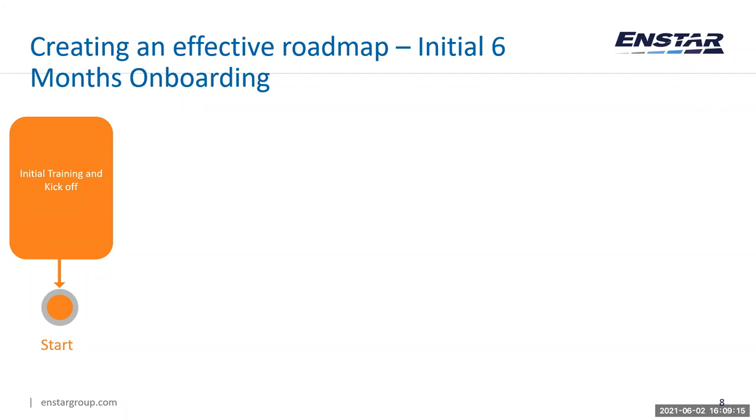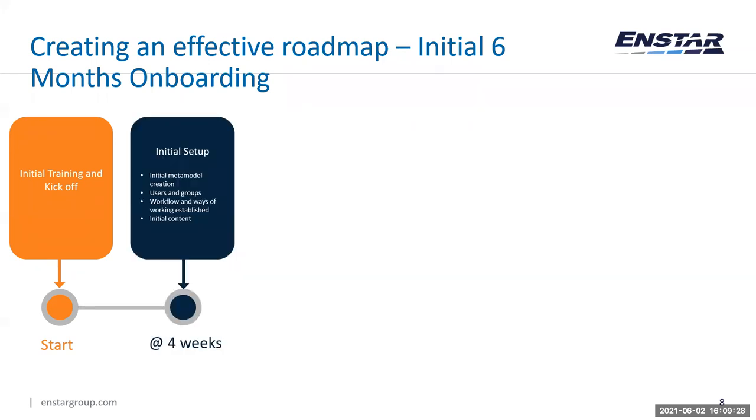Well, once we went through the initial selection procedure, and we started to configure and set this up, we had initial training with our core architecture team and some initial kickoff sessions. And through this initial setup, we then created a first draft of the meta model. And this was just to understand how to configure it, set up some basic users and groups, and then ways of working. And then we started work on the initial content.